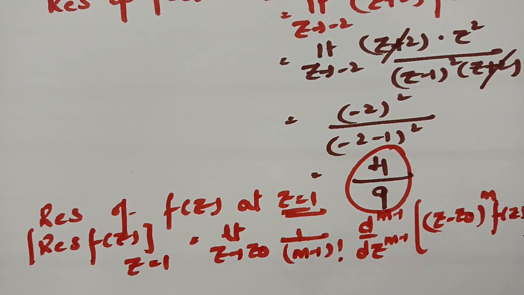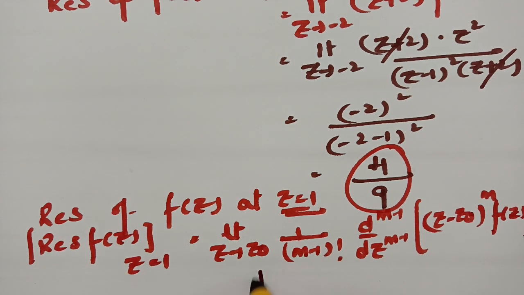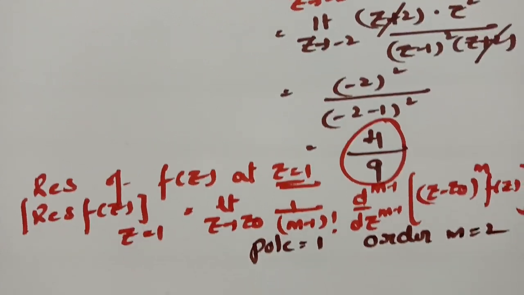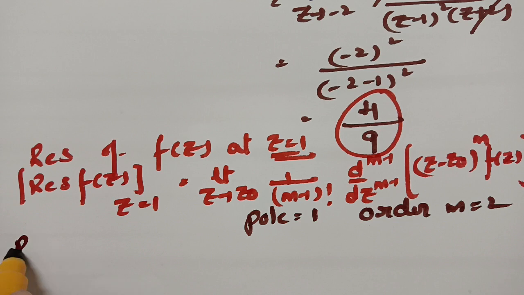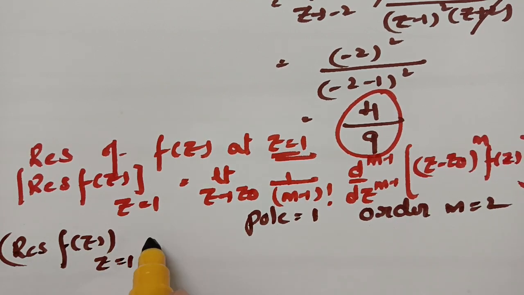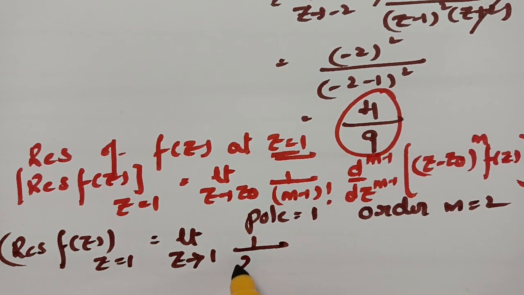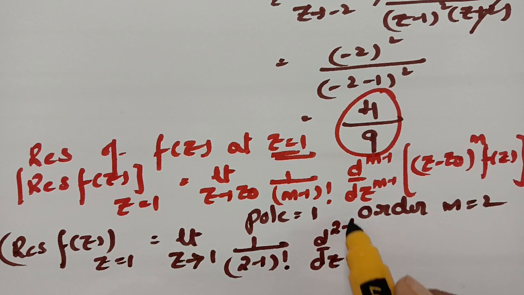Now if you kindly observe, the pole value here is 1 and the order m is equal to 2. So pole z = 1 is of order 2. Now if I substitute here, the residue of f(z) at z = 1 will be the limit as z tends to 1, with m = 2, of 1/1! times d/dz.